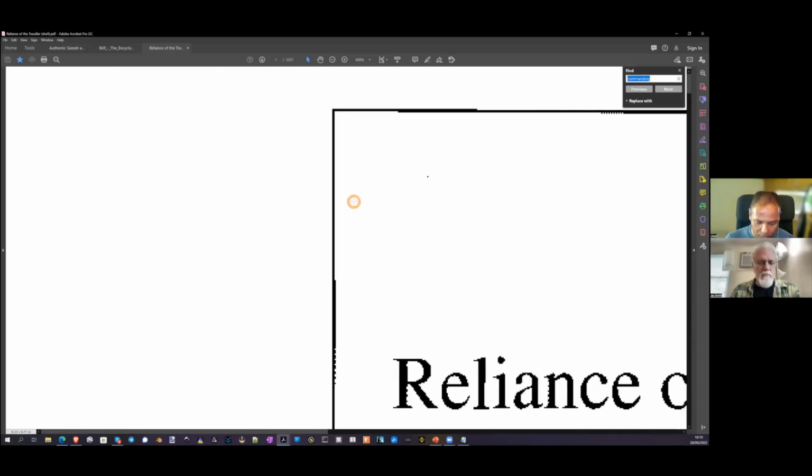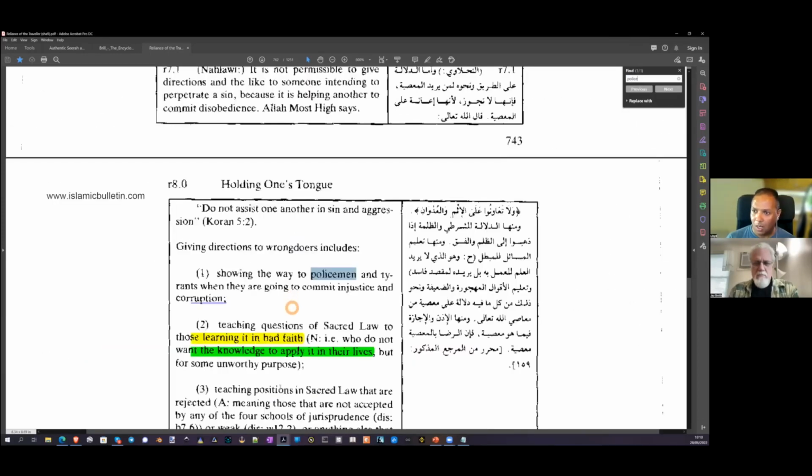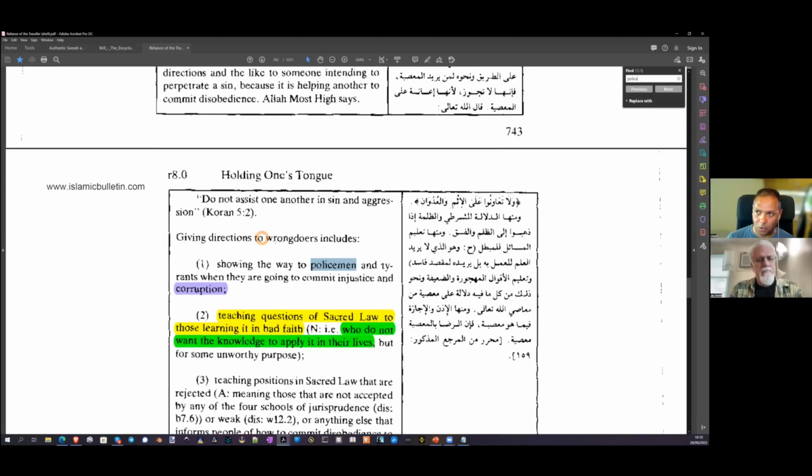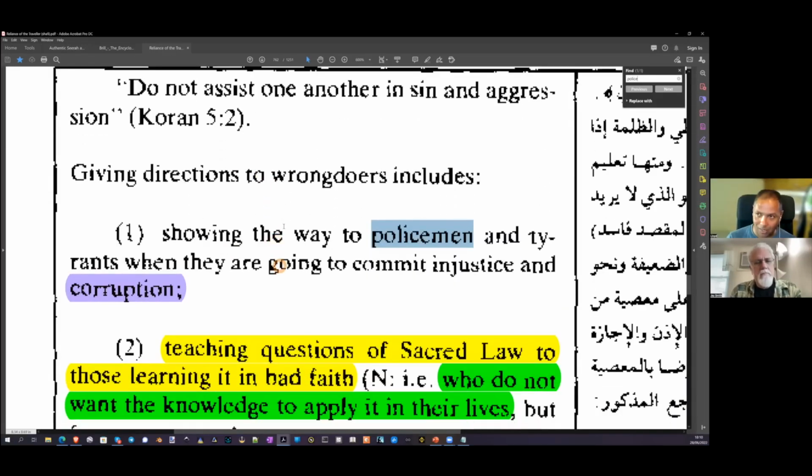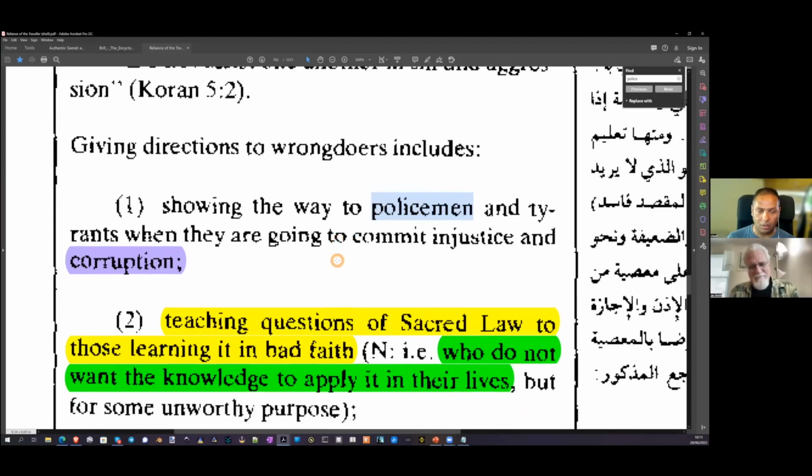Correct. Let me remind you of something. So let me go back to something, Jay, for a moment. Remember this. I covered this earlier, and I need to remind people of this. Notice, do not assist one another in sin and aggression, Quran 5:2. Let's see how that is interpreted. Do not give directions to wrongdoers, which includes showing the way to policemen when they're going to commit injustice and corruption. Now, that man who tried to murder Hatun Tash, he was commanding the right. He was forbidding the wrong. So to tell policemen would be to commit an injustice because this man committed no wrong. You see?